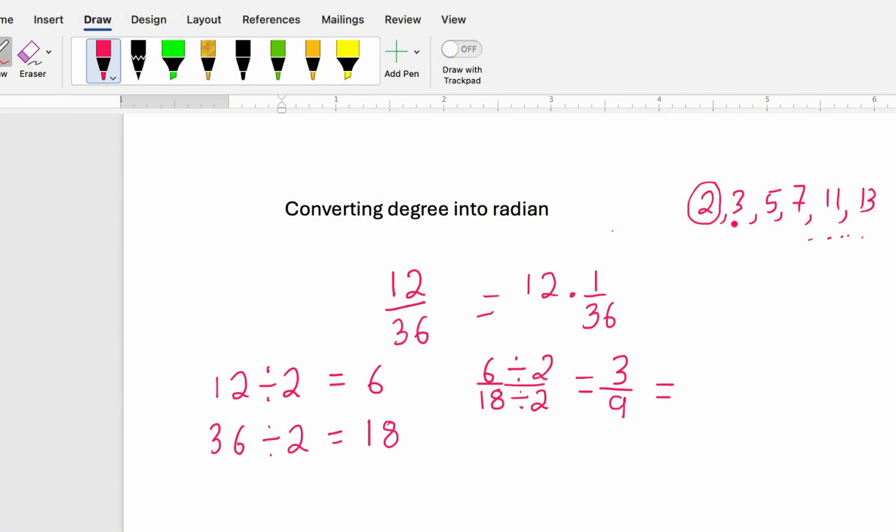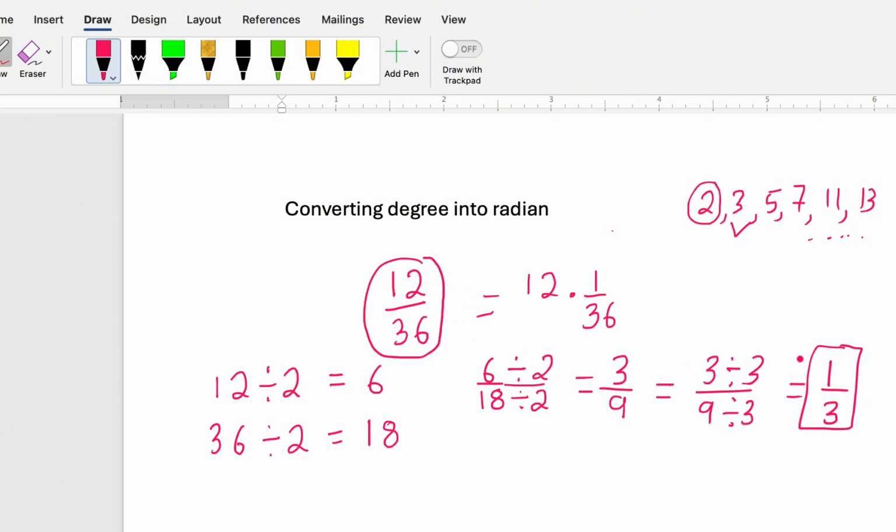So our next step is going to the next prime number, which is 3. Does 3 go into 3? Does 9 go into 3? Okay, so it does. So let's divide 3 by 3 and 9 by 3 as well. 3 divided by 3 is going to be 1, and 9 divided by 3 is going to be 3. We're already at 1, which is the least number, so none of these prime numbers is going to work. It's already reduced to its lowest fraction. So 12 over 36 is the same as 1 over 3.